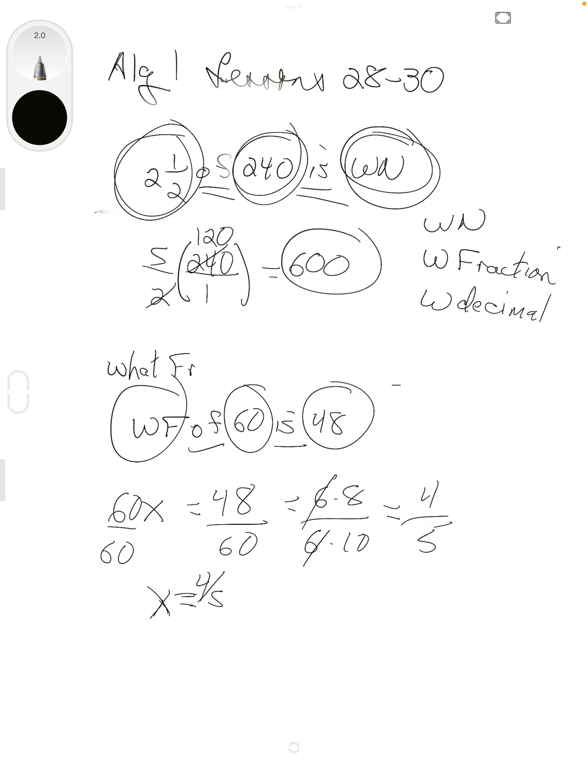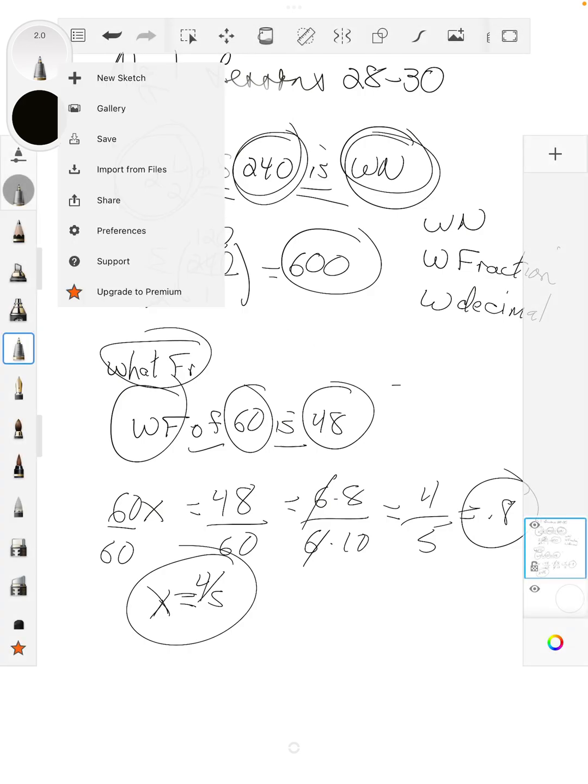And so in this case, because they say what fraction, give the answer in fractions. If they said what decimal, you would say, well, that's 0.8, and you would give that one. If it was a nice even number, you would just give it a number. In this case, it's not a number, it's a fraction or a decimal. And that is the first half of lesson 28.